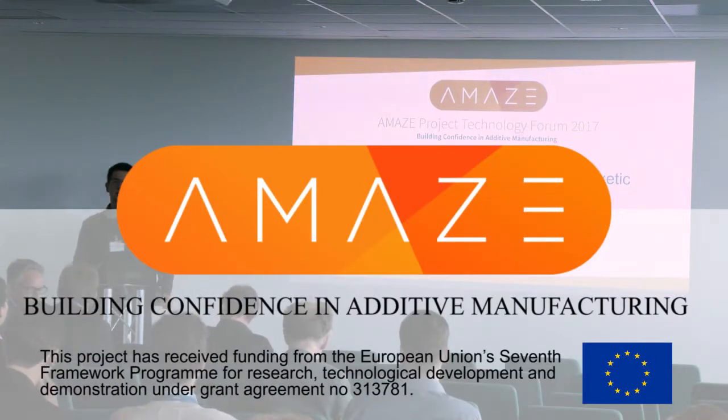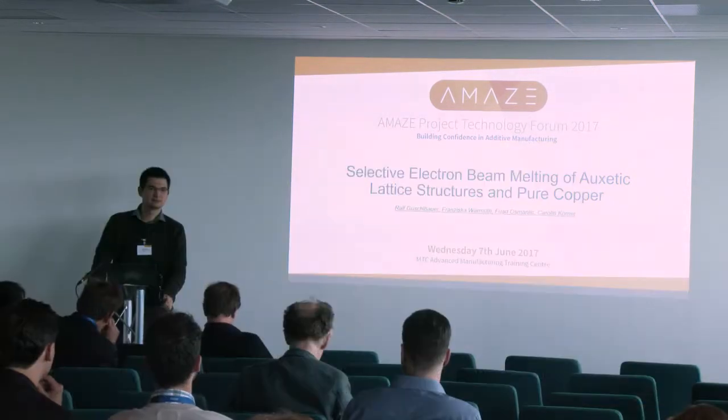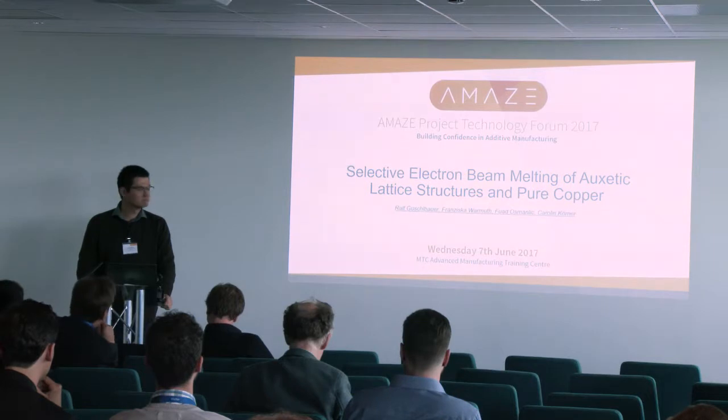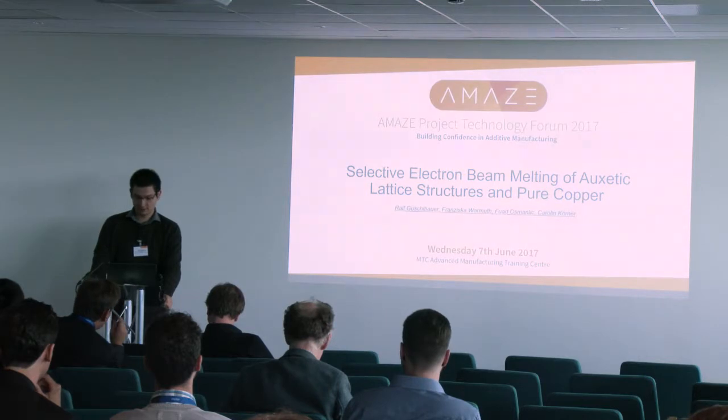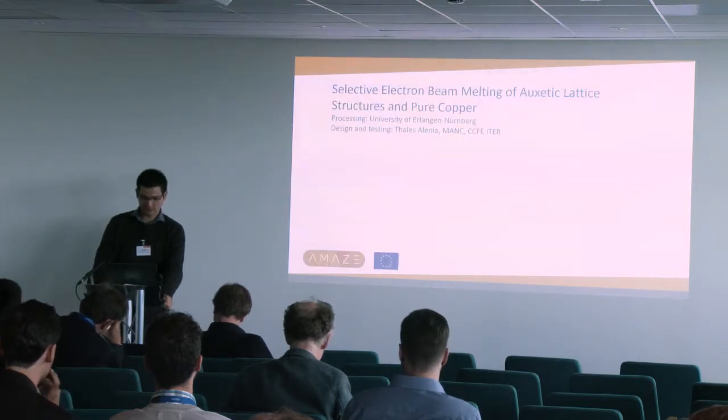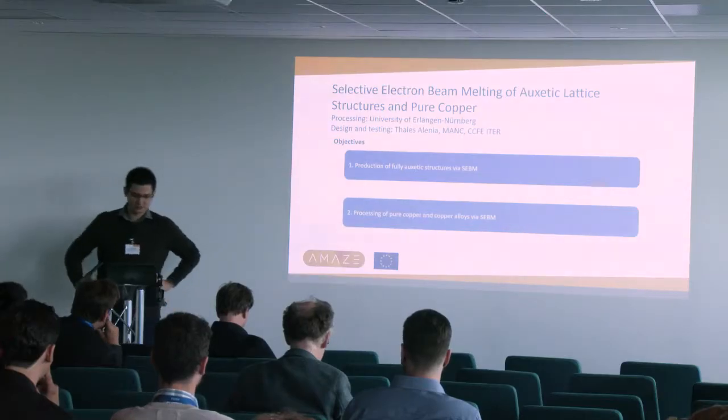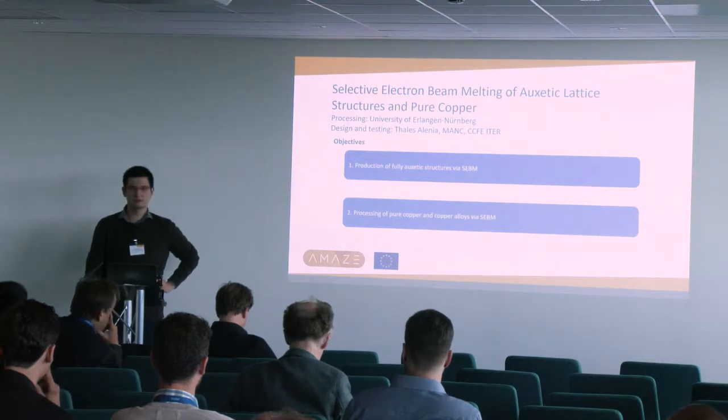I will talk about electron beam melting. So we saw, I think, most of the samples in the talks were based on laser, and now we will talk about electron beam melting. We did it with two goals. One was to produce fully auxetic structures via selective electron beam melting, and the other was to process pure copper and copper alloys. So we saw already a nice animation of laser beam melting, so let's take a look at electron beam melting. I will focus mainly on the differences.